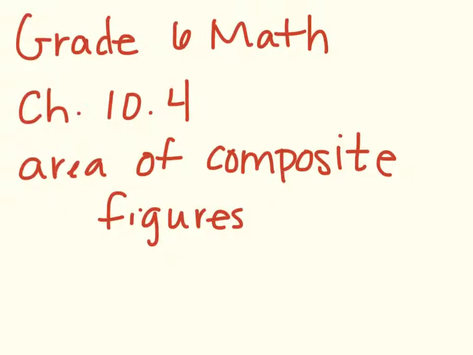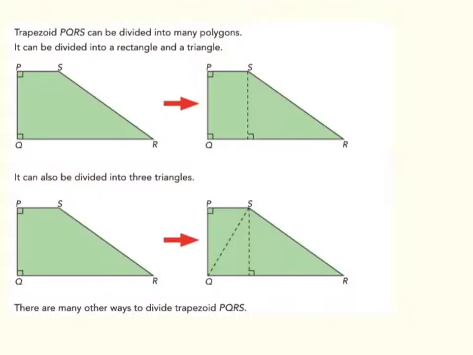Hello, 6th graders. This is Chapter 10.4 and the end of Chapter 10, in which we will find the area of composite figures. We're going to learn to recognize how plane figures are made up of polygons, and then we'll solve problems involving the areas of composite figures. These are really fun visual logic problems. I think you're going to like them. Let's get started. Let's begin by examining a plane figure and seeing how it can be divided into other polygons.